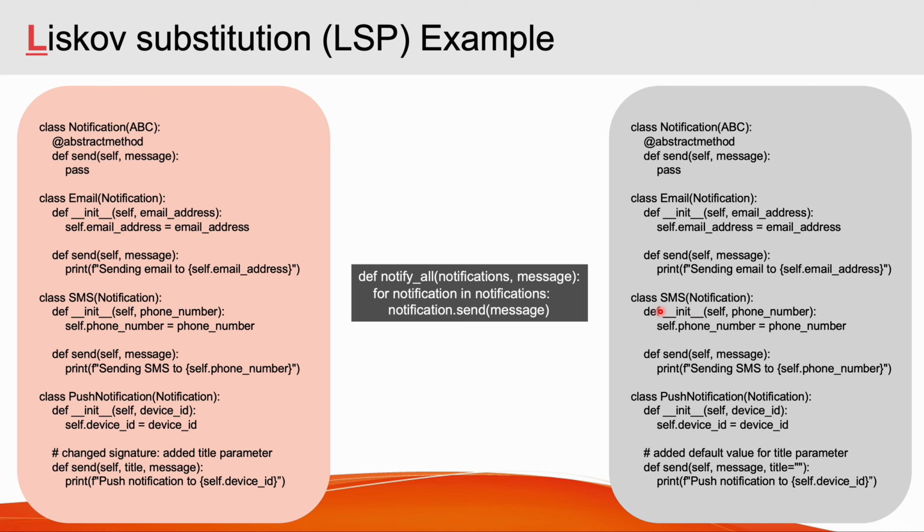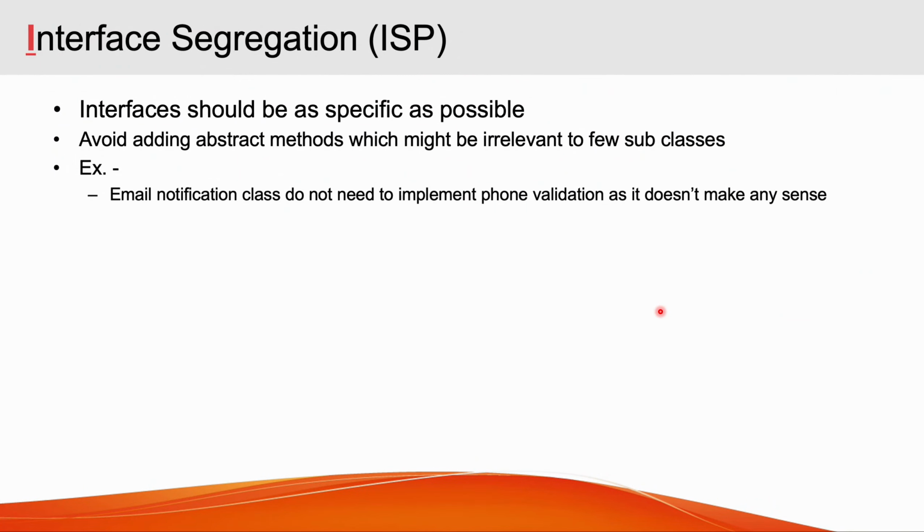Okay, so let's go to the next principle, that is interface segregation. This principle states that interfaces should be as specific as possible. If you want to follow this principle, you have to avoid adding abstract methods which might be irrelevant to a few of your subclasses. Example, the email notification class.